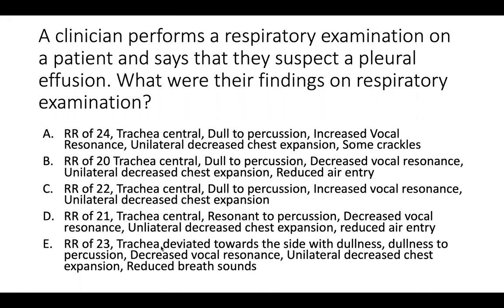And then the last one, E, we've got a trachea deviated towards the side of dullness. What might be a bit confusing here is that we've got dullness to percussion and decreased vocal resonance, but it's deviated towards the side of dullness. We wouldn't expect that with a pleural effusion, because that suggests there's been a loss of volume that has drawn it towards. We'd be expecting that with something like a collapse of the lung.